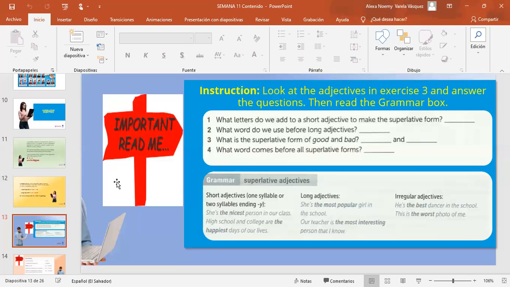With long adjectives, as I said before, guys, we use the word most, okay? For example, she's the most popular girl in the school. And then we have irregular adjectives, with the good and bad adjectives, okay? With good: he's the best dancer in the school. And with bad, we have: this is the worst photo of me.